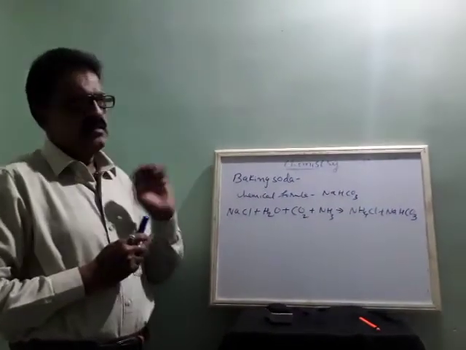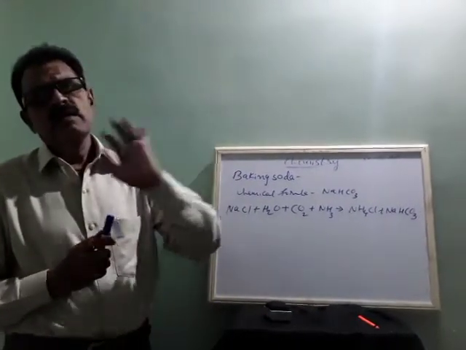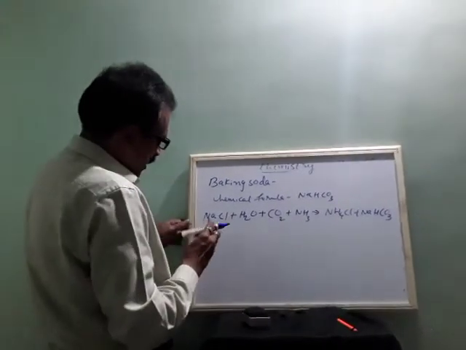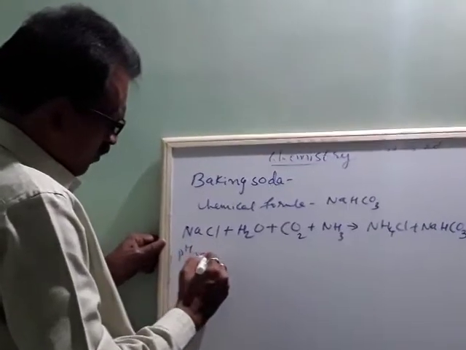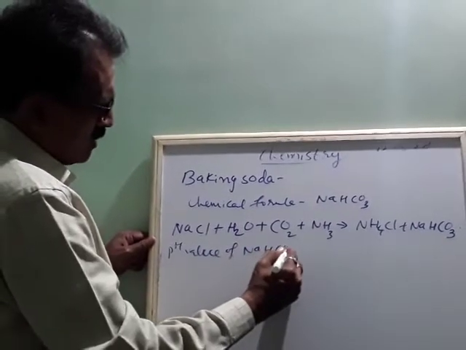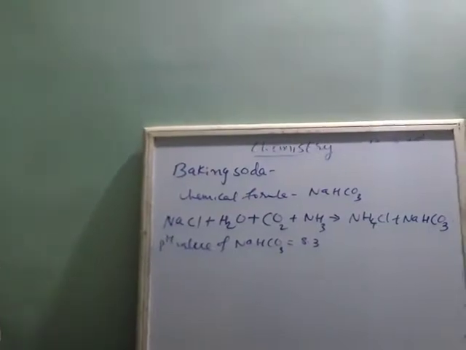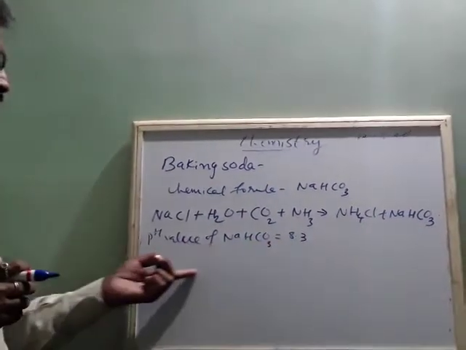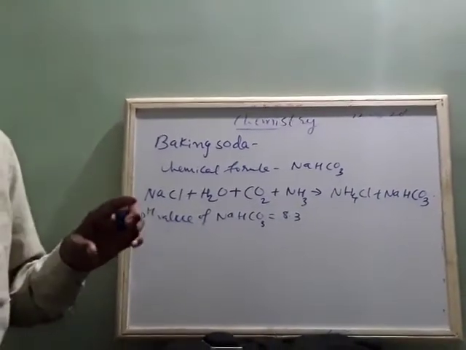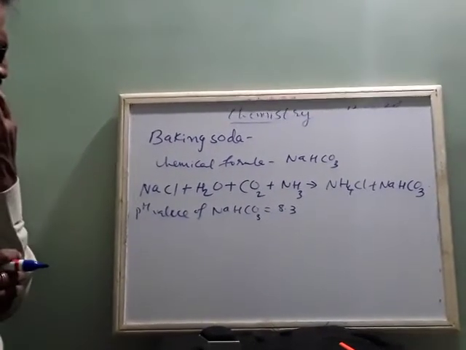Usually it is used in kitchens. Okay, and this is used as a mild base. When you say mild base, the pH value of sodium bicarbonate is 8.3. Since it is above 7, it is a mild base. So it has a non-corrosive nature. Due to that nature, we use it to remove acidity. Okay, this is one important use of sodium bicarbonate.